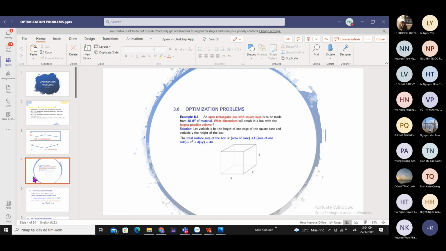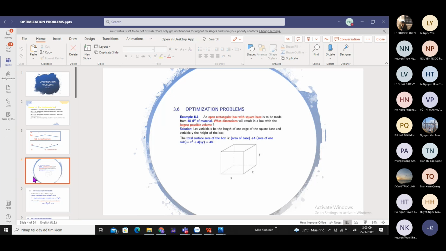Okay, we have got 4 sides, right? And the area of one side is just x multiplied by y. One side gives you just a rectangle. And the area of the base gives you just x times x, it means x squared. And that's why you have got the total area of the box equal x squared plus 4xy, and it's covered by 48 square feet, right?